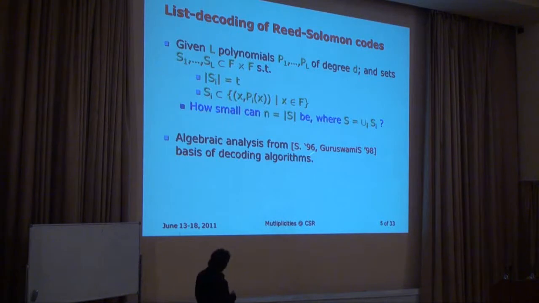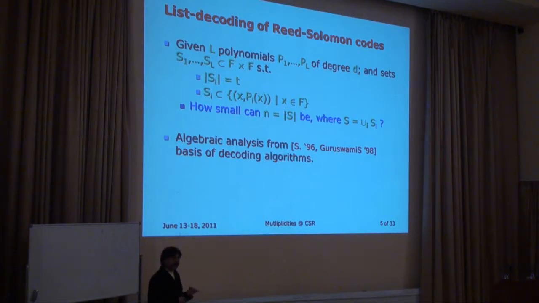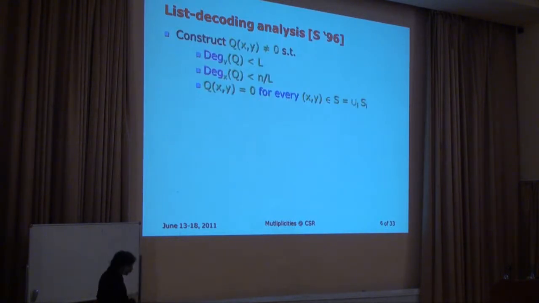There's an algebraic analysis that we gave in these two works, which forms the basis of the decoding algorithm also. You can analyze these questions purely combinatorially, and there are simple combinatorial proofs of the statements that I will prove. But the algebraic analysis, which is the one that I will give, is much more useful in designing decoding algorithms. So let's go ahead and look at these proofs. And the proof idea turns out to be extremely simple to describe.